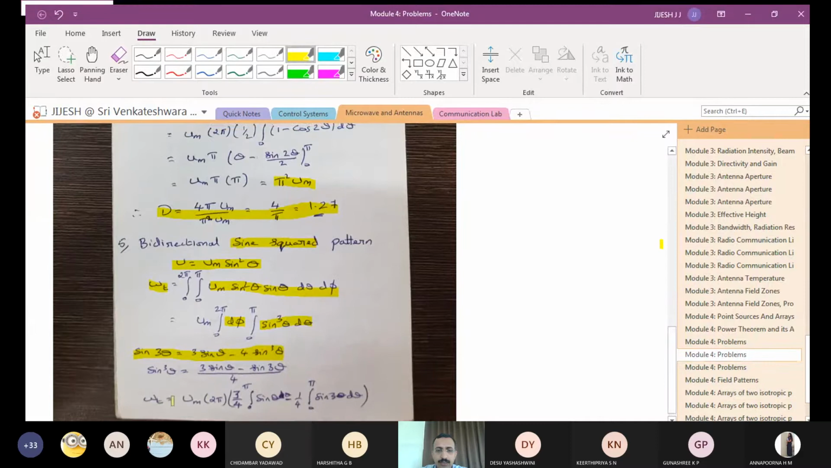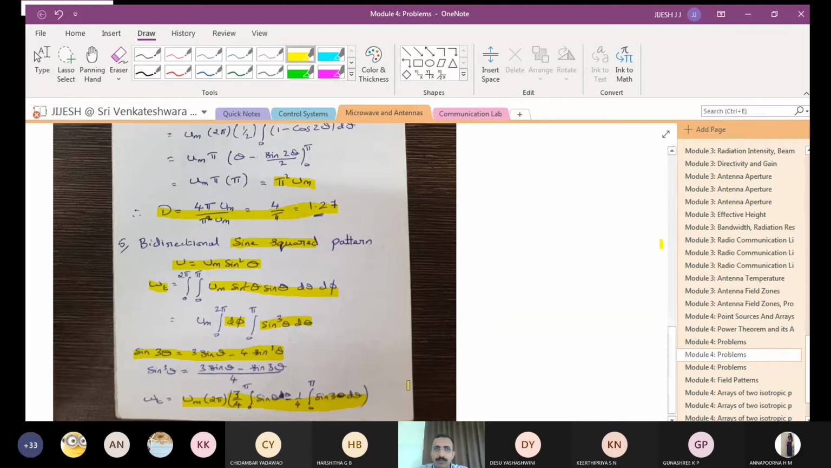So you'll get 2 pi, and you need to do the integration for 3 by 4 integral of 0 to pi sine theta d theta minus 1 by 4 integral of 0 to pi sine 3 theta d theta. So all of you do the integration. So you should enhance your speed in doing the integration.